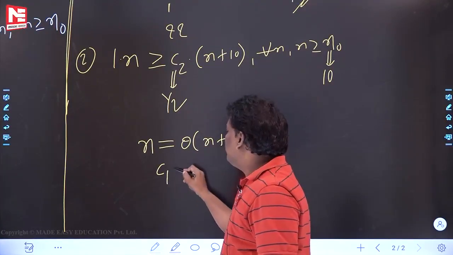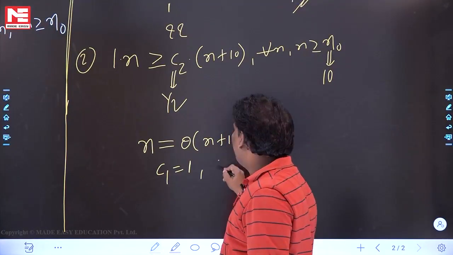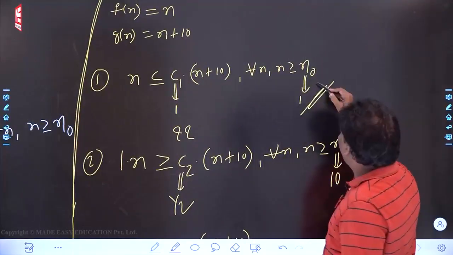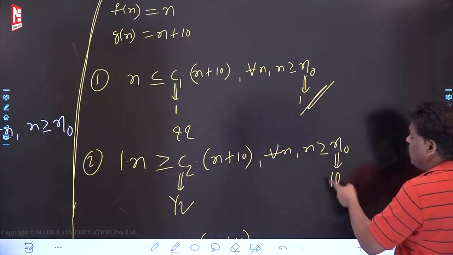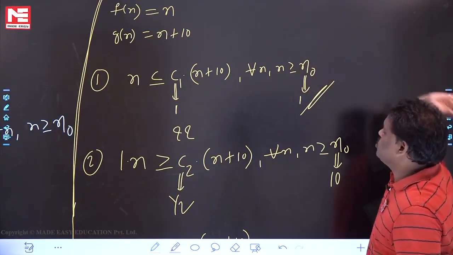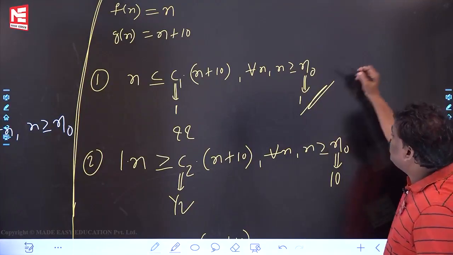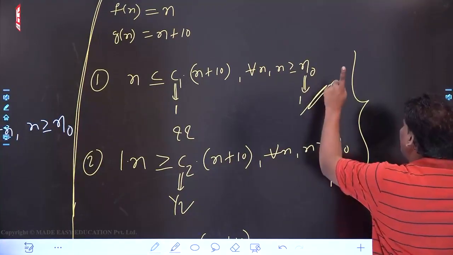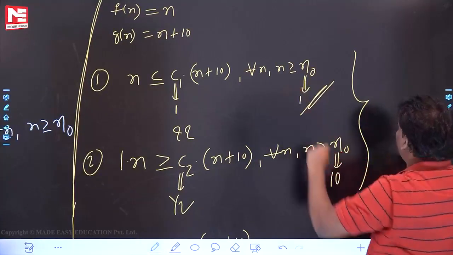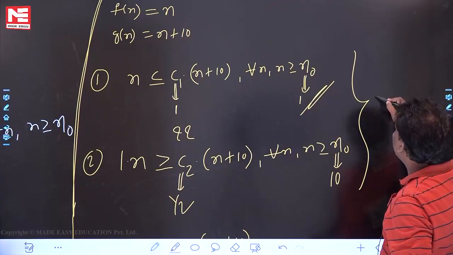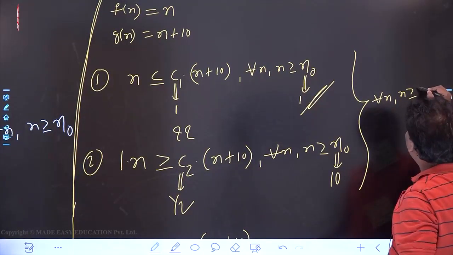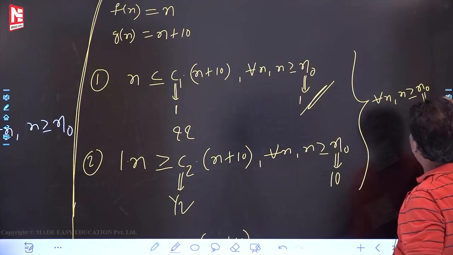For which C1 value is big O possible? 1. Which C2 value for omega? 1 by 2. First one is possible from where? 1. Second one is possible from where? 10. The first one from 1 onwards is possible everywhere. The second from 10 onwards is possible everywhere. Combined, both are possible from where? Let me write: for all n where n is greater than or equal to n0, what is the n0? 10 onwards. n0 is 10.